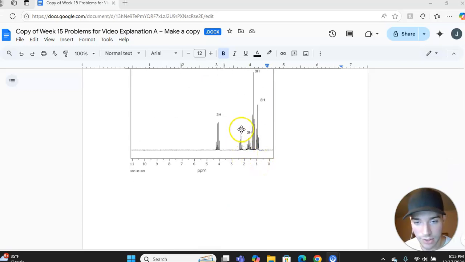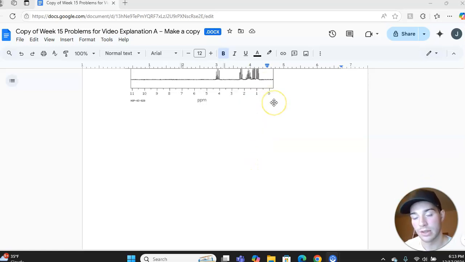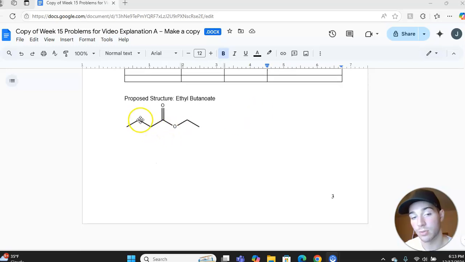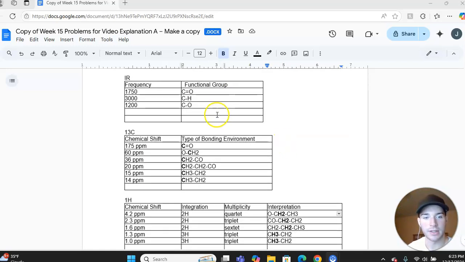So the 2H integration number meant the CH2, and then it had 2 other peaks, so n minus 1. It meant that it had 2 neighbors, which was the CH2 group that I had drawn in already, this one, and then the 3H that was more upfield and further away from the ester group. It was a 3H, so I knew it was a CH3, and then it was a triplet, so it had 2 neighbors, and that was the CH2 group right here. And that explanation basically is explaining what all this says right here.